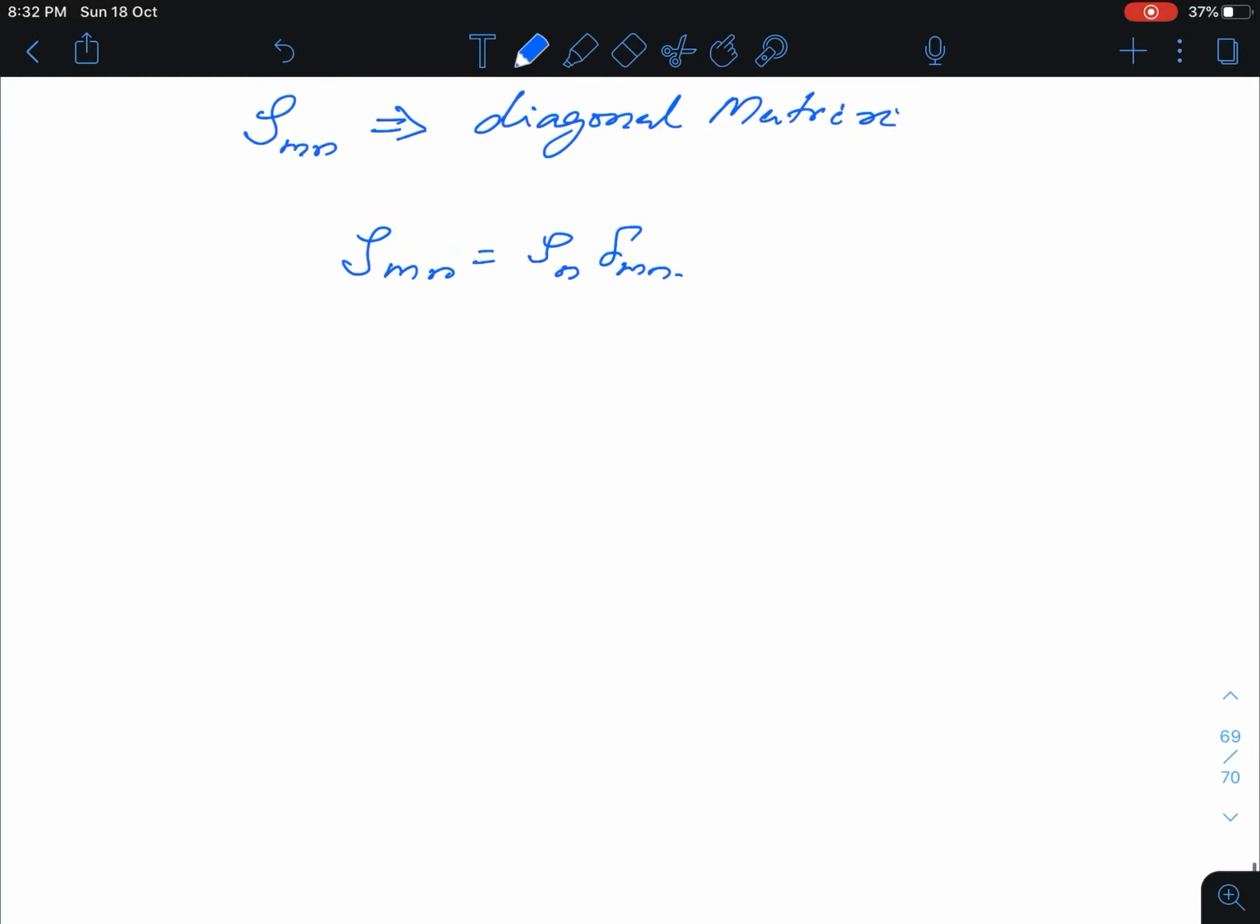So now, since every state is having equal probability, what does it mean? That means rho n is equal to 1 by gamma for all accessible states.